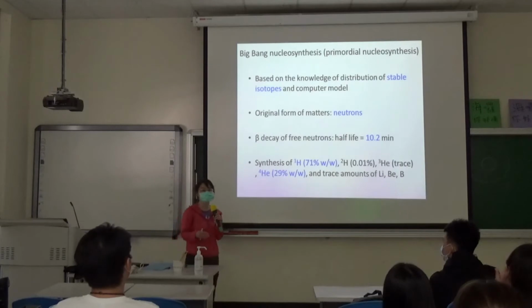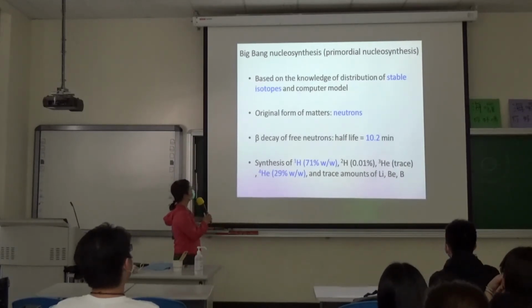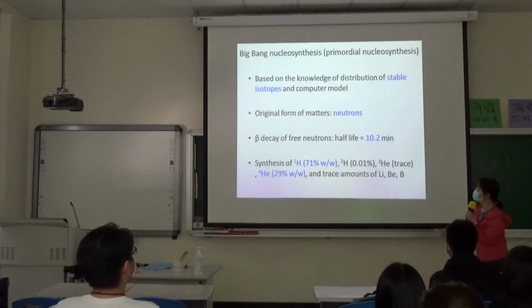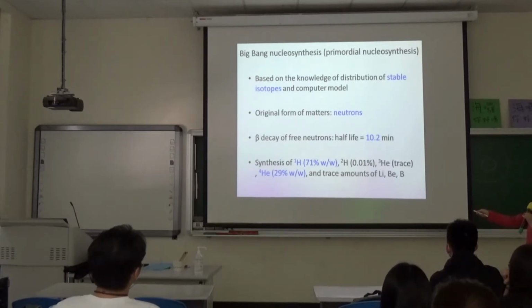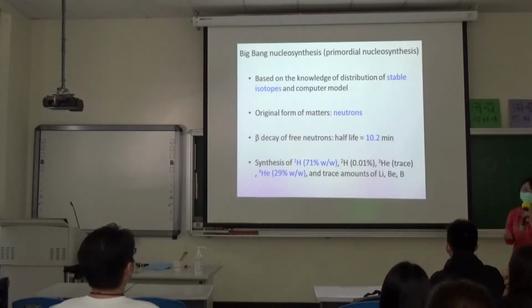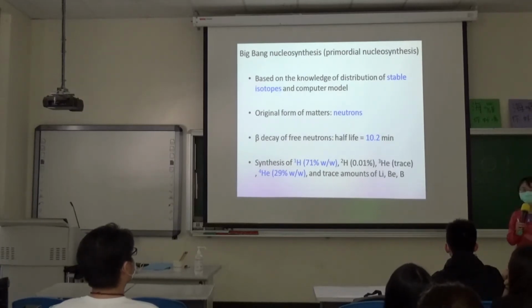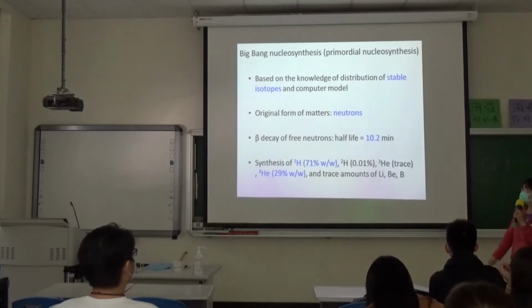Primordial means 初始的，一开始. So, it's based on the knowledge of distribution of stable isotopes. Its original matter is neutron, 中子. Okay. And the beta decay of free neutron is only 10 minutes. 自由中子, when it's not in a nucleus, it will decay very quickly to a proton. So, only in 10 minutes.